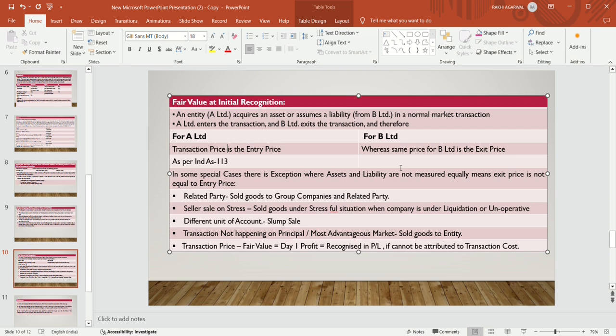Also, in that case, the transaction is not happening in the principal or most advantageous market. If the principal market is not present and the most advantageous market is not present, then they will use entity-specific measures. In that case also, entry price is not equal to exit price as per Ind AS 113. So there are 4 exceptions: related party sales, sales under stressful situation, different units of account as slump sale, and transactions not happening in the principal or most advantageous market. Then fair value is not equal to the transaction price. Transaction price minus fair value equals profit, which is to be recognized in P&L if it cannot be attributed to transaction cost.